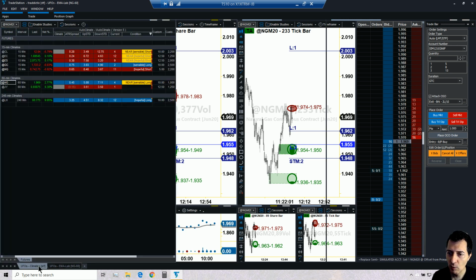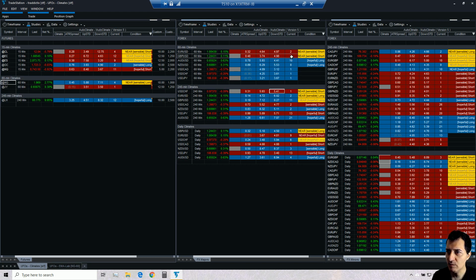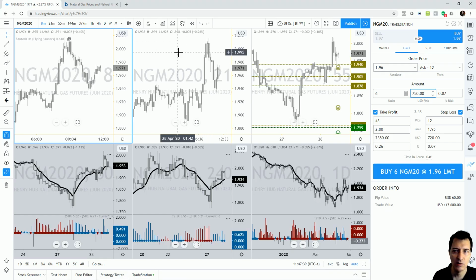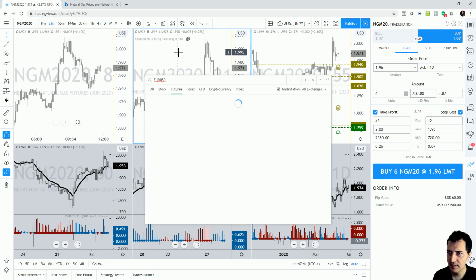And while we're waiting for this to happen, I will then move into the other set of timeframes looking for other opportunities. And I will start with the euro in a 60-minute time frame that seems to give me a near sensible alert with a colored climate, meaning the climate is confirmed. So let's go for it. Okay, so let's move into EUR USD.